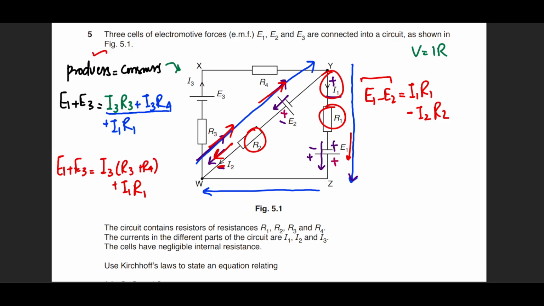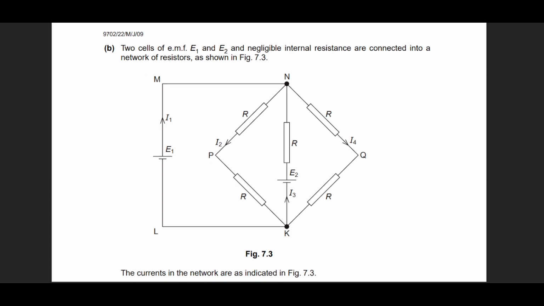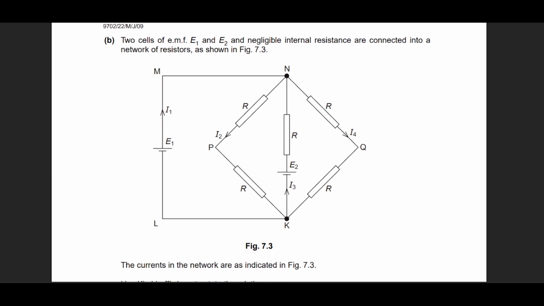You might see that in the marking scheme, the negative signs are swapped. It's possible that it's written like this: E2 minus E1 equals to I2 R2 minus I1 R1. No need to worry about that. That's also correct. Okay. All right. So we understand the trick, how to use it. So I'm going to use the trick to solve this question rather quickly.